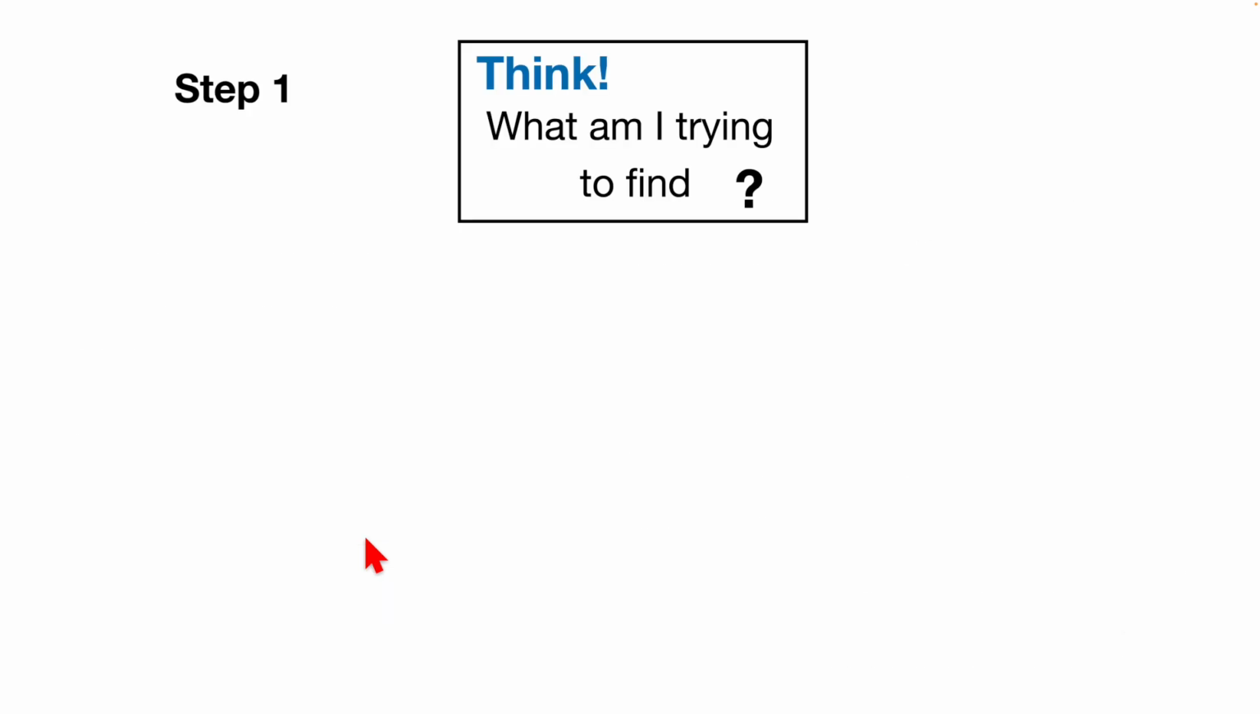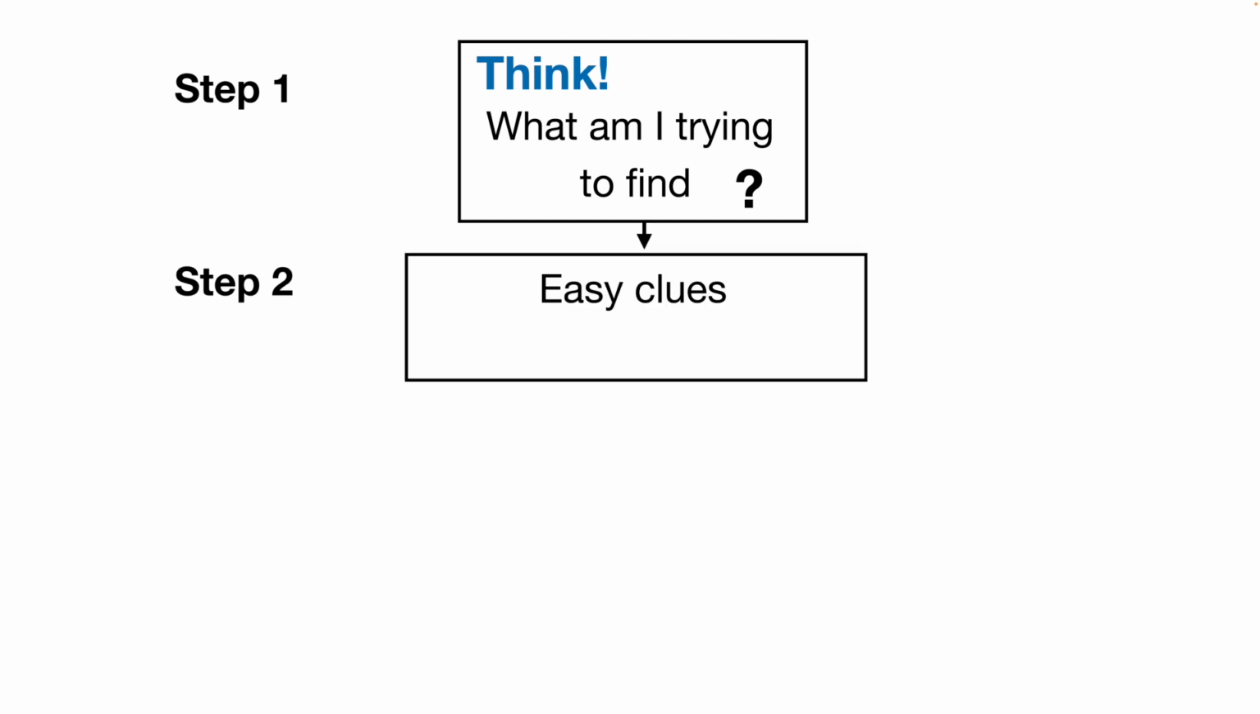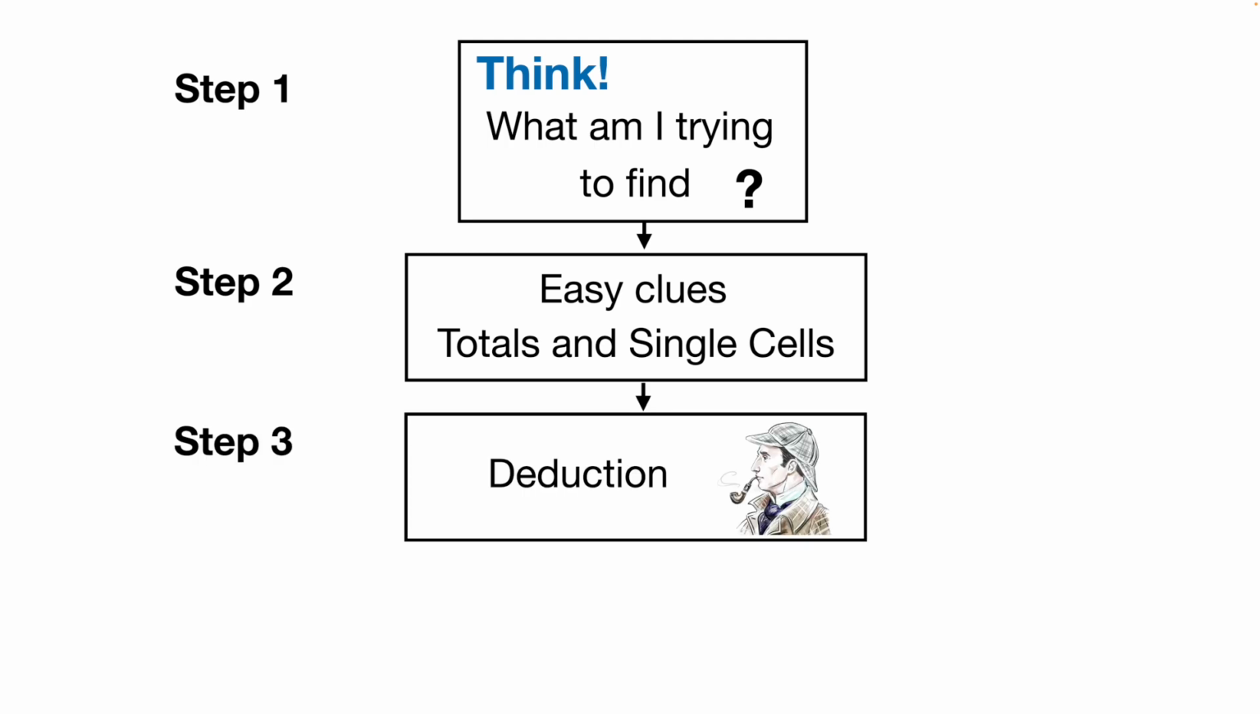This is hard. You have to think, what am I trying to find? And maybe mark it with a question mark so you know where you're going. Then you do the easy clues. Sometimes they'll just give you the total number of boys as X, and that's easy to fill in. But totals and single cells crop up, and then you use some deduction with the great Sherlock Holmes stepping in to fill in those little spaces.